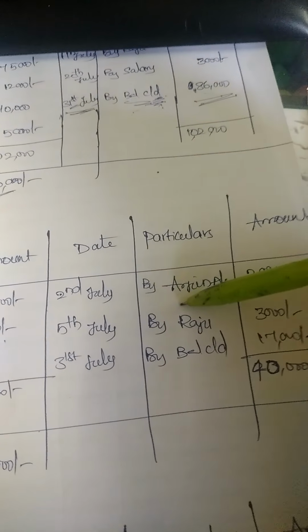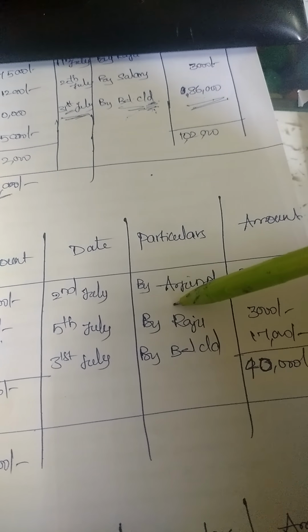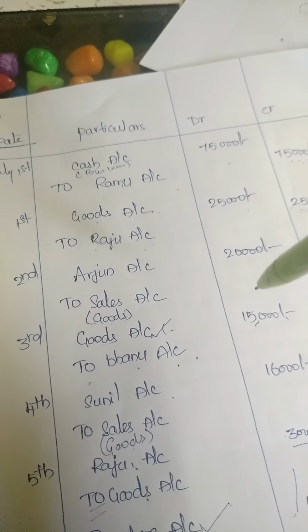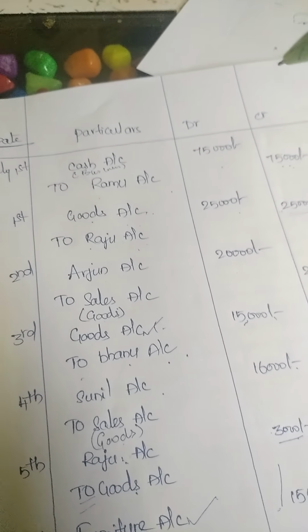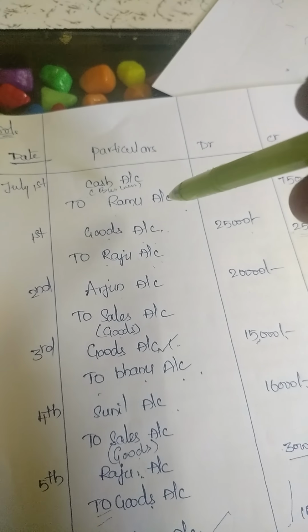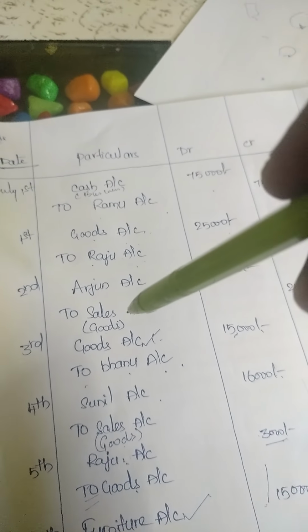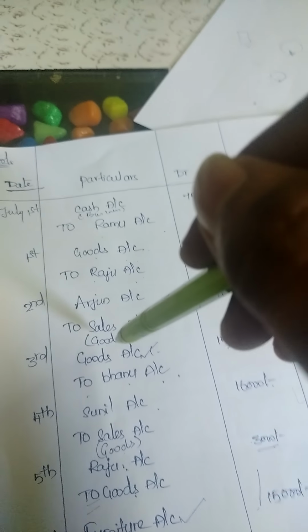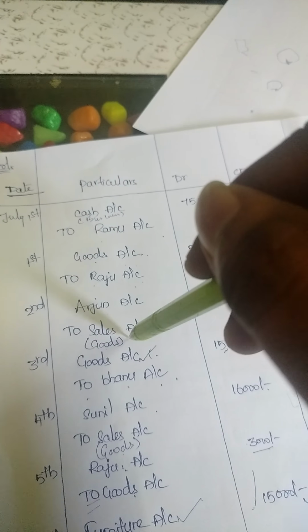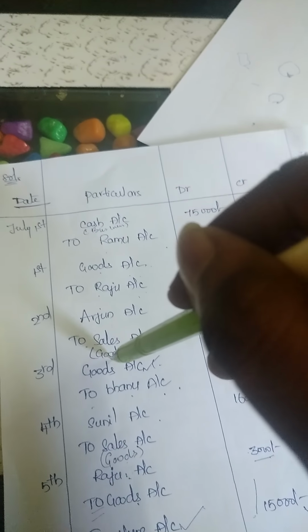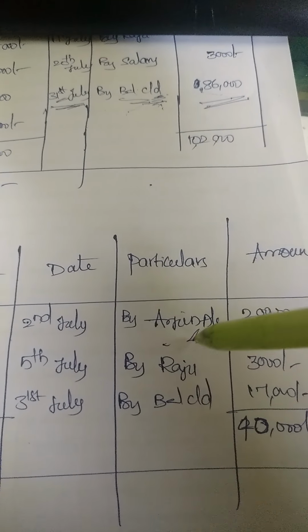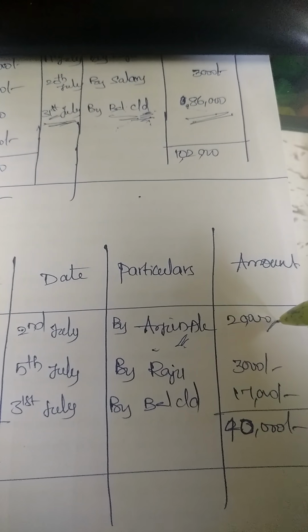Next, coming to the credit side, how to write the information? Any transaction we have in the journal using "to goods". To goods means the first one is to Ramu, to Raju, to sales, where we are selling goods. So this we can write under credit side. How to write? To goods account we have, so we have to write that by Arjun. By Arjun account, the amount is 20,000.